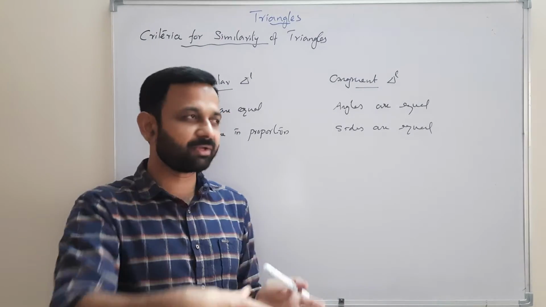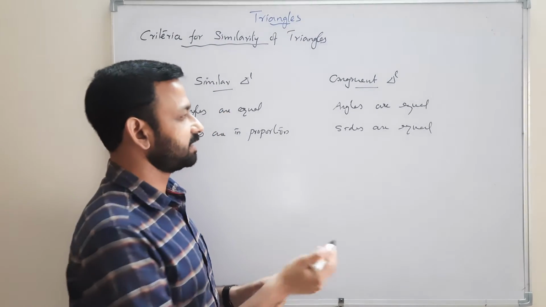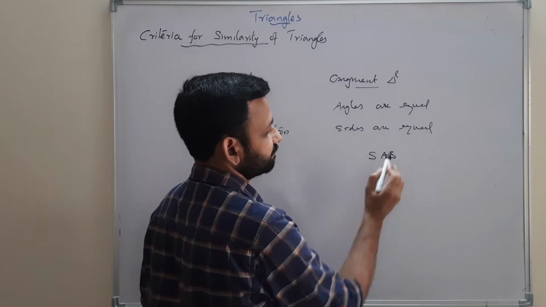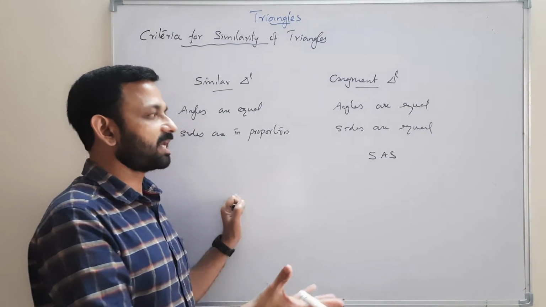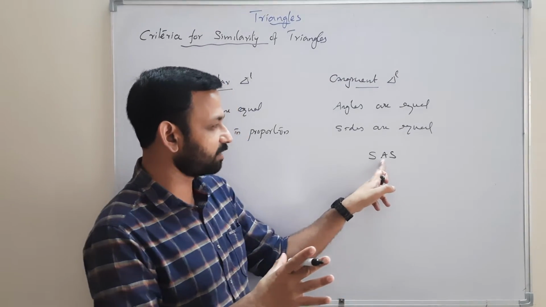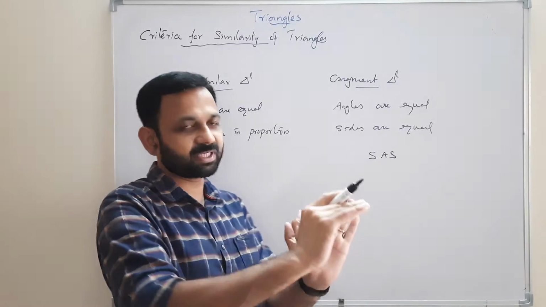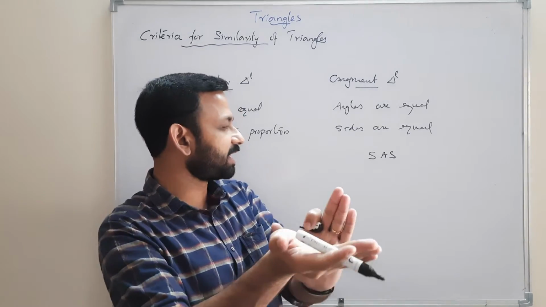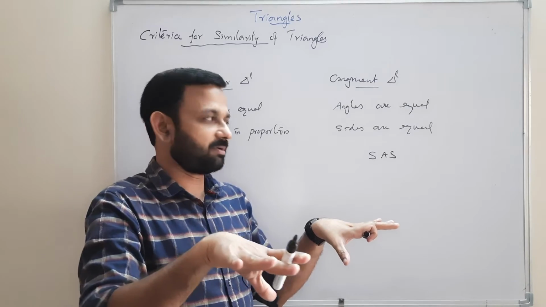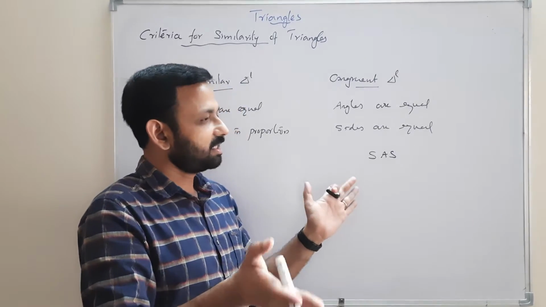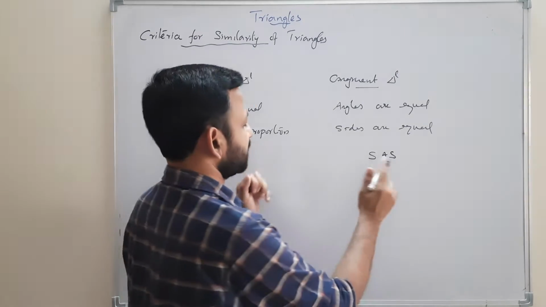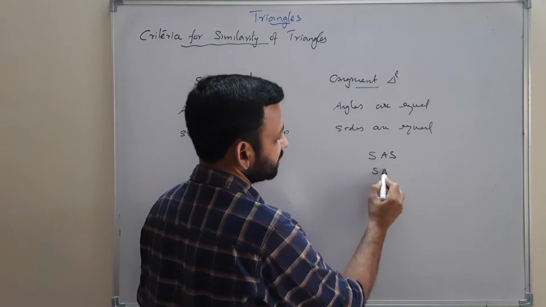So these are the congruency theorems. We learned some theorems in 9th standard. First one is the SAS theorem. If two sides and included angle of one triangle are respectively equal to two sides and included angle of another triangle, then the rest of the 3 parts will be equal, then the triangles will be congruent. That is the SAS theorem.